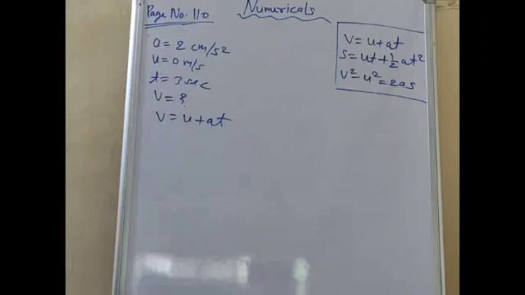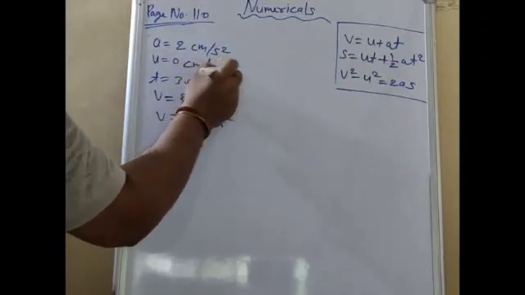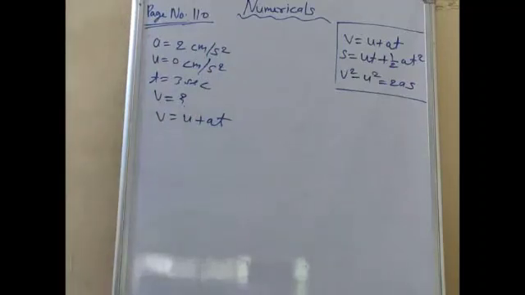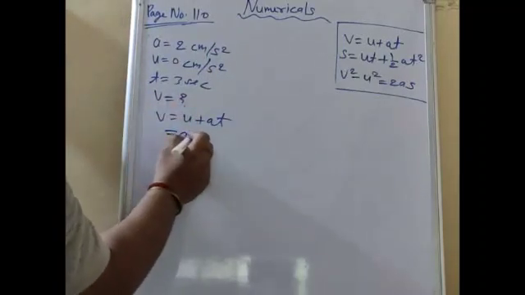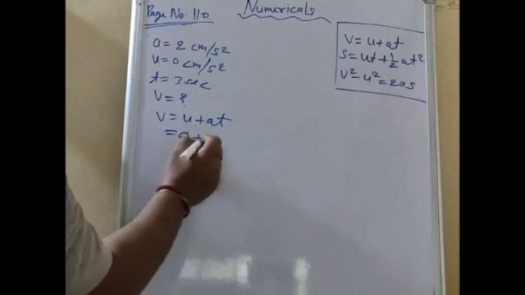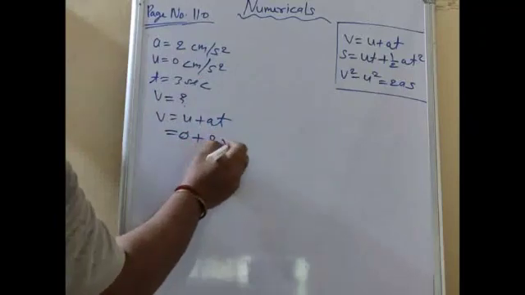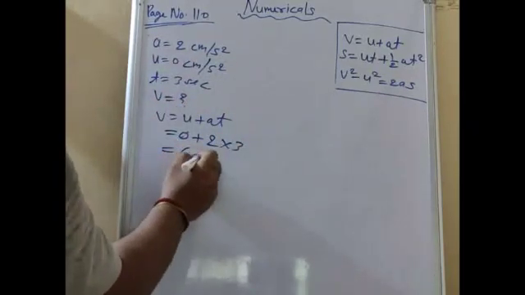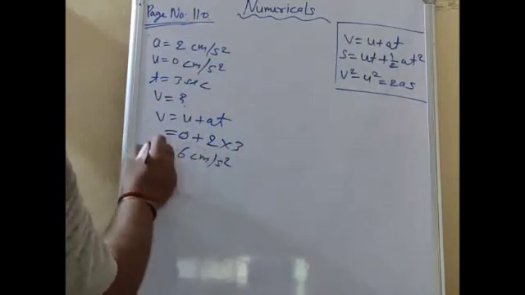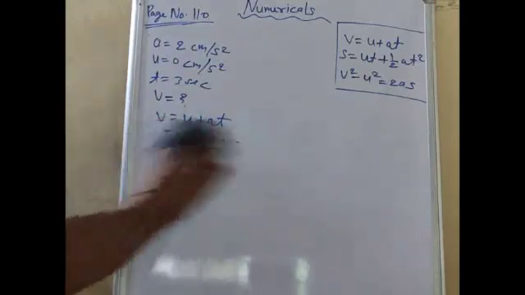No need to change the unit from centimeter to meter. Directly you can use it. So u is 0 plus at. a is 2 centimeter, time is 3. So the answer is 6 centimeter per second square. So very easy, you can do it. Now the fourth one.